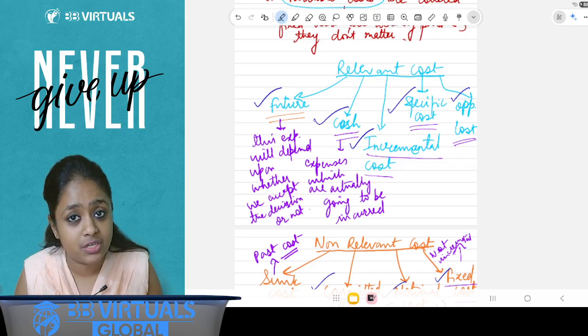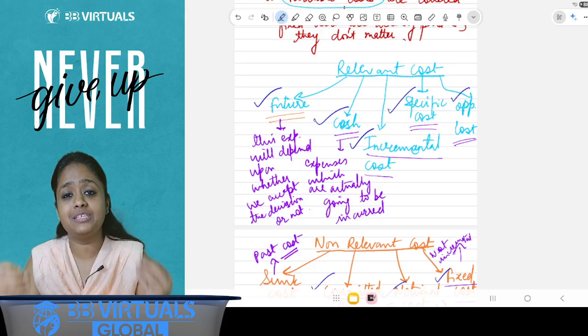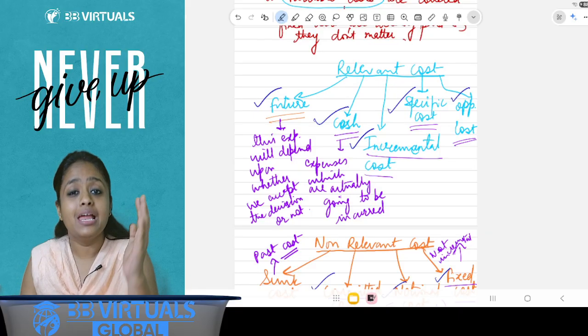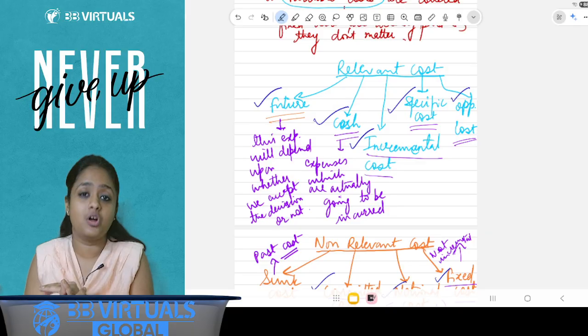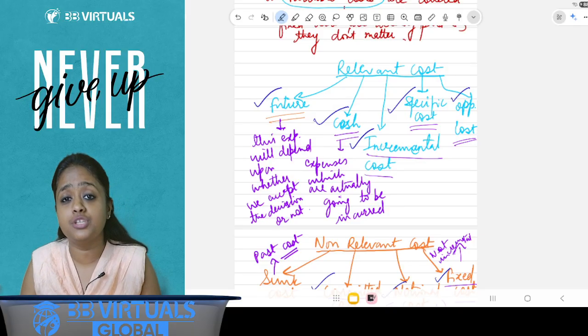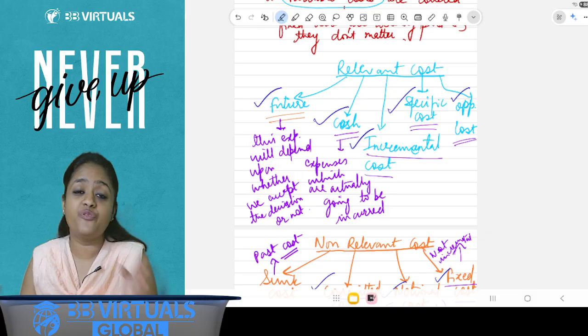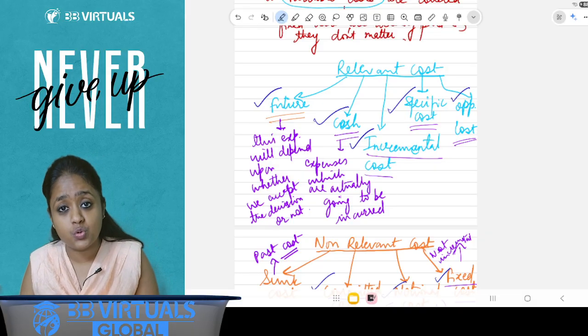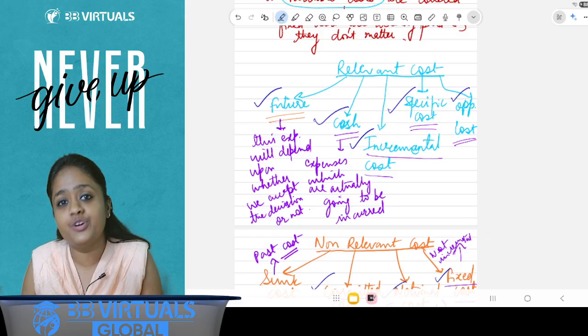Next is opportunity cost. That is basically the cost of the next best alternative that you are foregoing. Let's take an example. Let's say that I have to choose between two projects. If I go with project 1, I'm having a contribution earning of $30 per unit. However, if I go for option number 2, then I'm losing on that contribution which I would have earned on process 1.